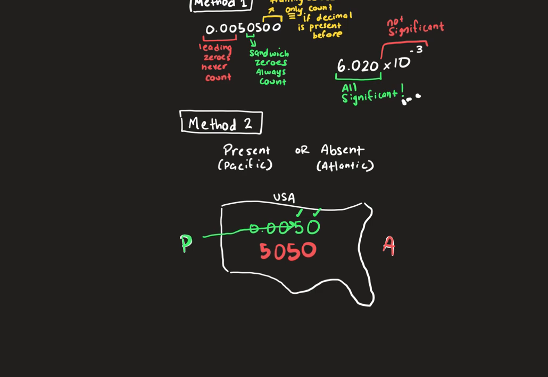Okay. Now, alternatively, if you don't have a decimal point, absent, we're going to consider that Atlantic. So we're going to start counting from the Atlantic side, and we're going to count until you hit your first non-zero digit, which is this 5 right here. From there, you count every single number after that, and we're going to have one, two, and three significant figures. So that's the two simple methods to counting significant figures.